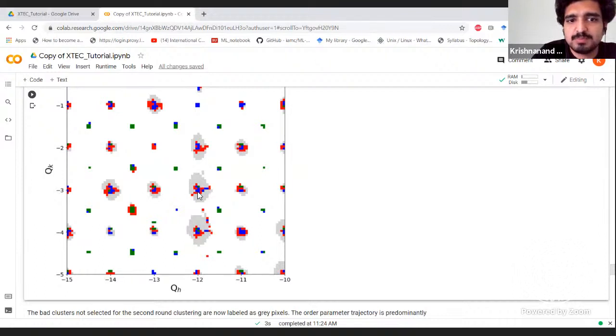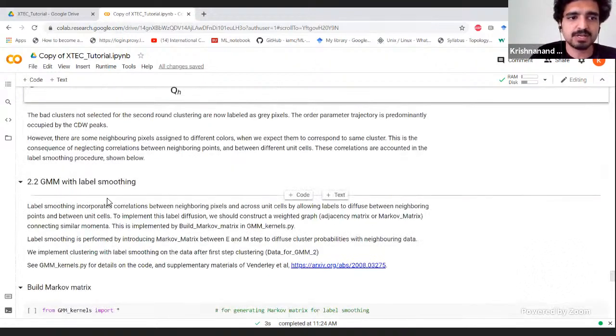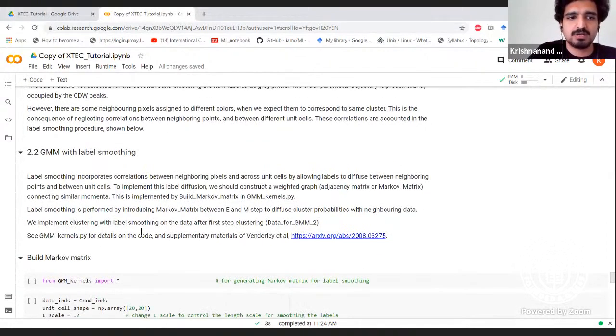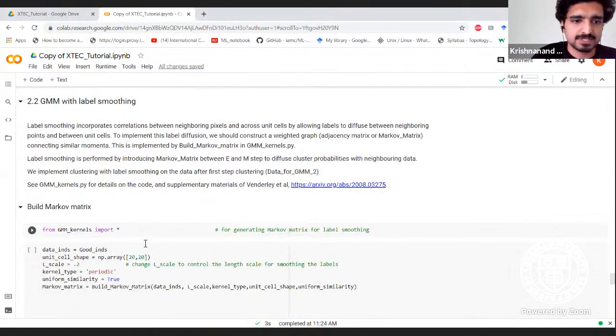You expect Bragg peaks to be a single intensity, to be a single thing, but the clustering has identified different colors inside each peak. That's because we have assumed that each pixel is independent, IID, but we know that neighboring pixels are correlated, like they would be representing the same thing. And so that's what this part does. It's the label smoothing part, which kind of accounts for these correlations.